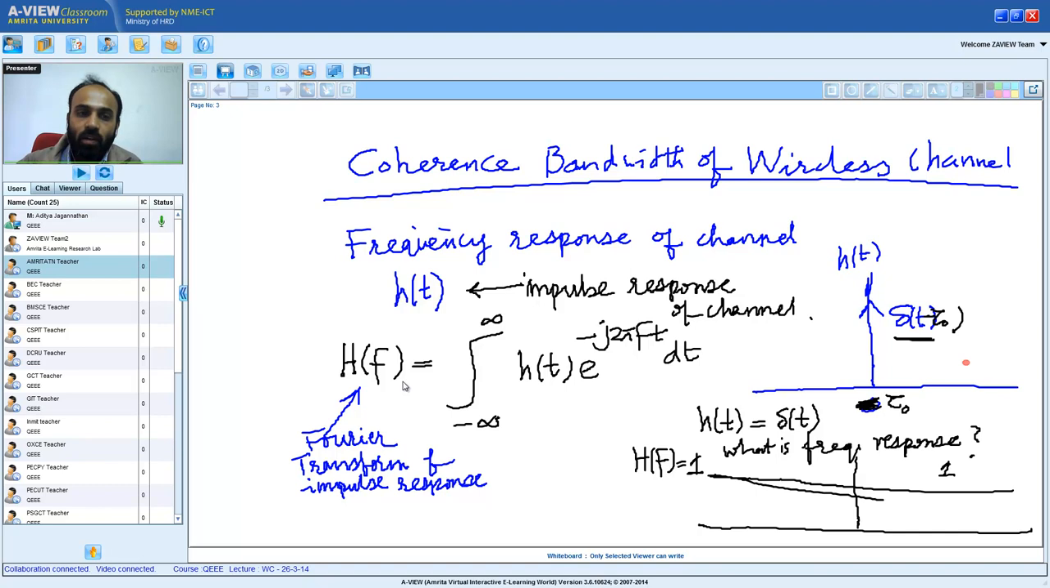What is delta(t minus tau naught)? If I transmit a signal x, then at the receiver, I have x(t minus tau naught). That is the most basic and also practical model of a channel. There might be no multipath reflection, but there is a delay of tau naught. What is the frequency response for this channel, delta(t minus tau naught)? What is the frequency response?